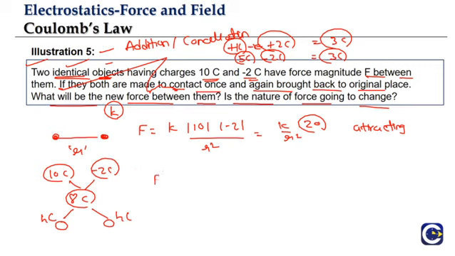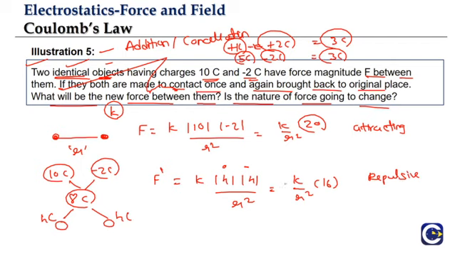So in the second case, let us say the force is F dash. F dash value will be equal to k into 4 into 4 by r square, which is equal to k by r square into 16. Now we can see that the force in this case, because it is the force between two same type of charges, is going to be repulsive in nature. So the nature of force is going to be changing. Initially it is attractive, now it is repulsive.